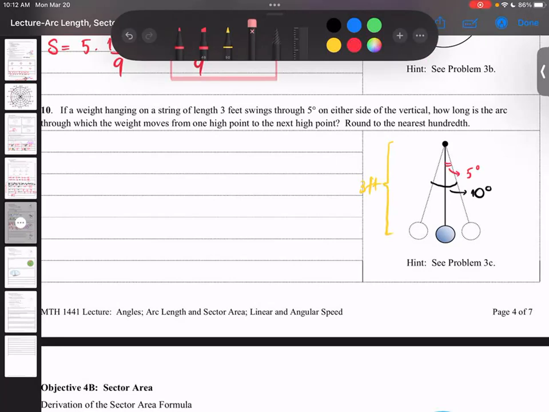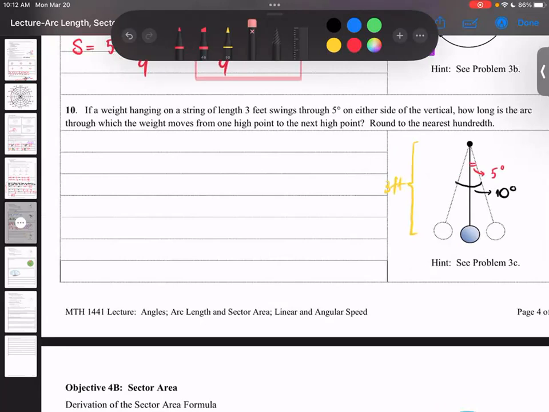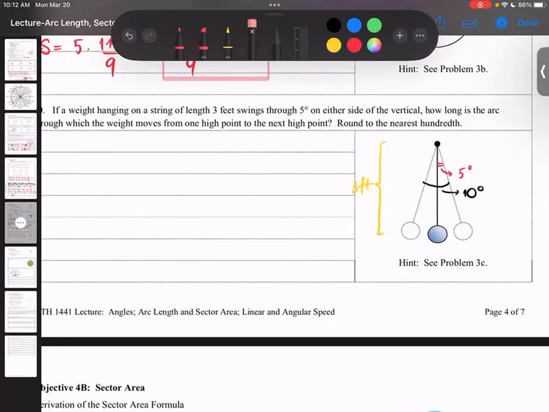How long is the arc through which the weight moves from one high point to the next high point, rounded to the nearest hundredth? So they want you to calculate this arc right there. That's S. Given the angle is 10 degrees, so given theta equals 10 degrees, you're going to change it into radians. Should be pro by now. Pi over 18 radian.